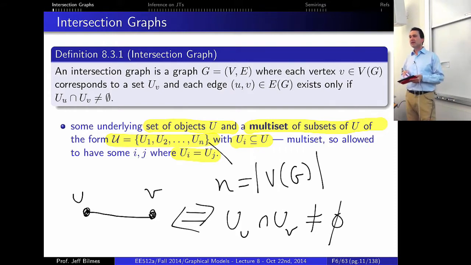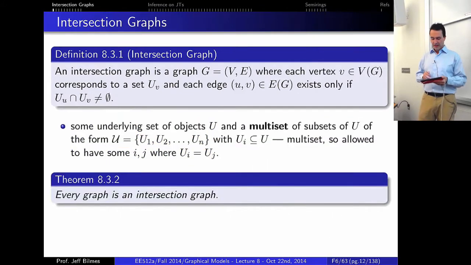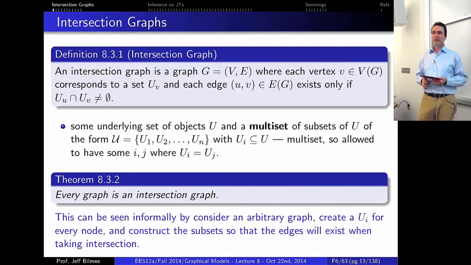Now, in some sense, you might think this is a trivial definition. And if you thought that, then you would be correct, because it actually turns out that every graph is an intersection graph. So we really haven't done anything. The way you can show this very easily is that there are no constraints on the set U. U could be as big or as small or countably infinite or uncountably infinite. It doesn't matter. You can always make U rich enough such that any graph can be expressed.